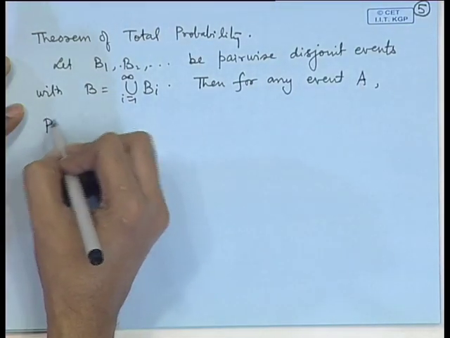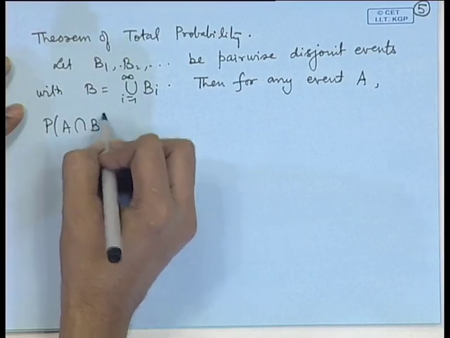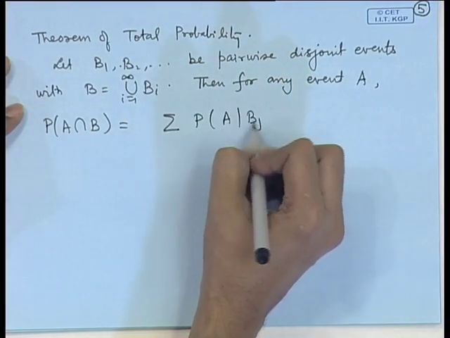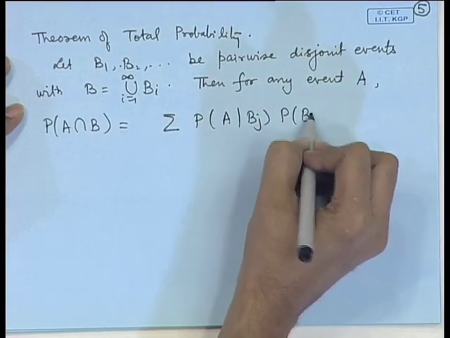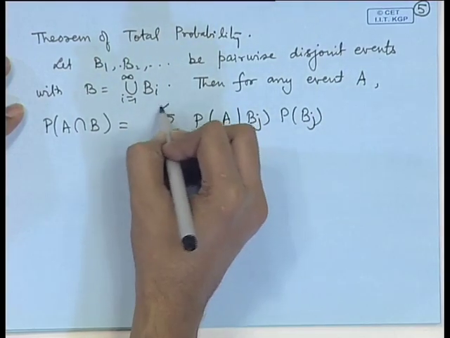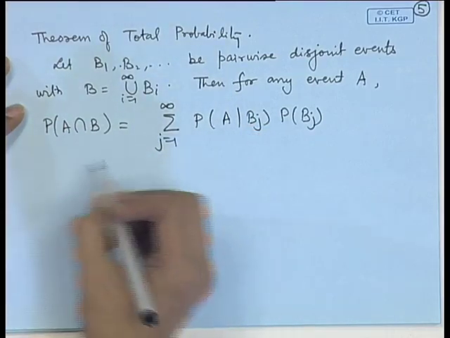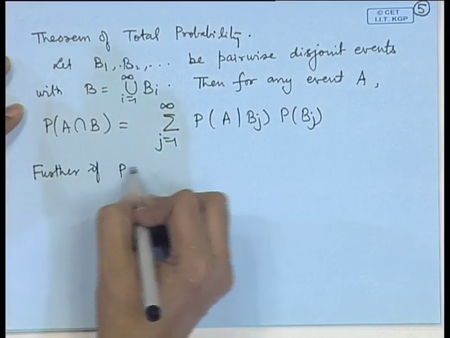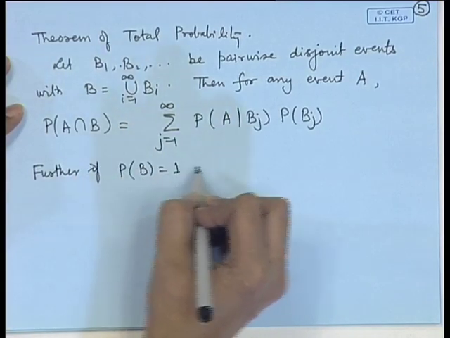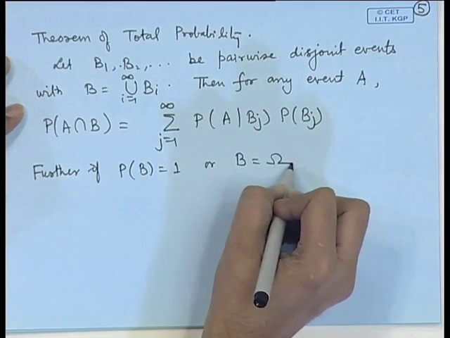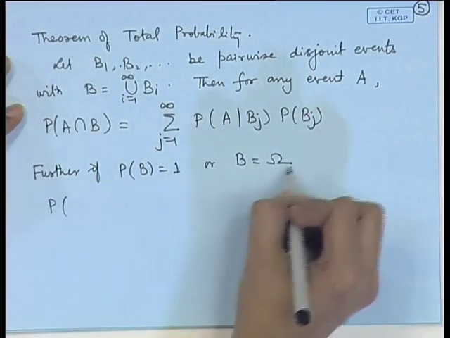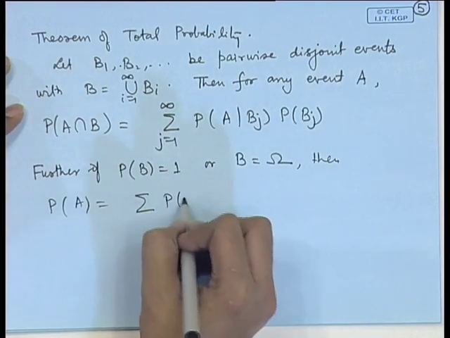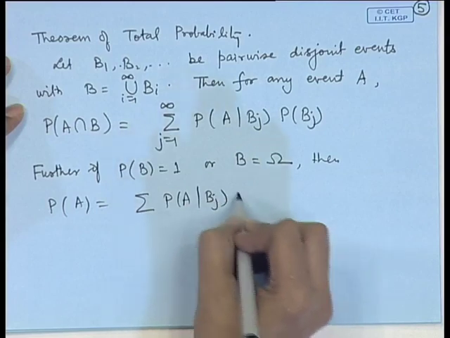probability of A intersection B can be decomposed as the sum of probability of A given B j into probability of B j, j equal to 1 to infinity. Further, if probability of B is equal to 1 or say B is equal to omega, then probability of A is equal to sigma probability of A given B j into probability of B j.